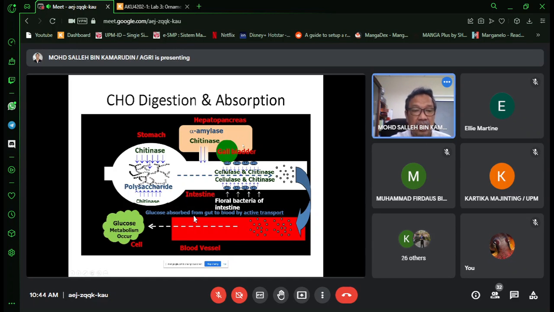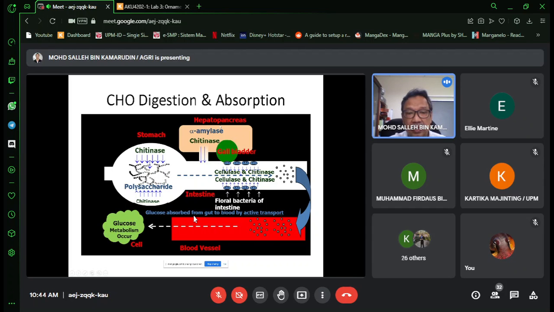Alright. Let's look at the digestion and absorption. Tadi dah digestion. From in the stomach, there will be chitinase for polysaccharide, or dia ada dalam ni, and then dihasilkan oleh stomach tu.